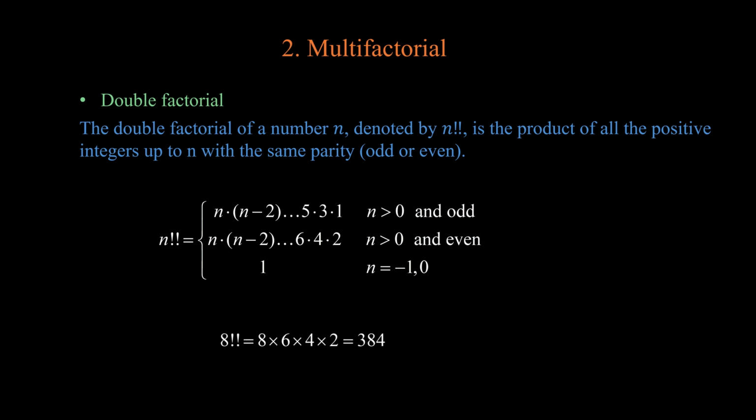For example, 8 double factorial is 8 times 6 times 4 times 2, which is 384. And 7 double factorial is 7 times 5 times 3 times 1, which is 105. Keep in mind that n double factorial is not equal to the factorial of n factorial. 3 double factorial is equal to 3, whereas factorial of 3 factorial is equal to 720.